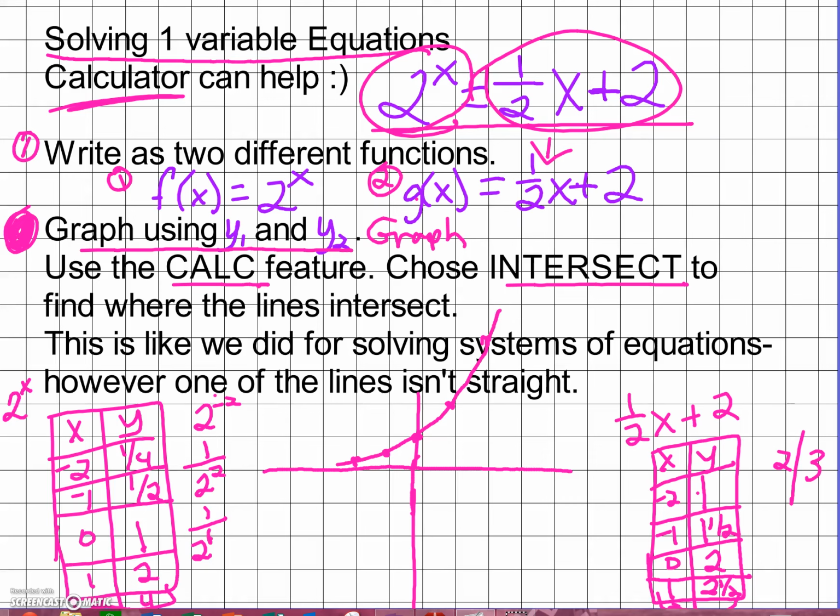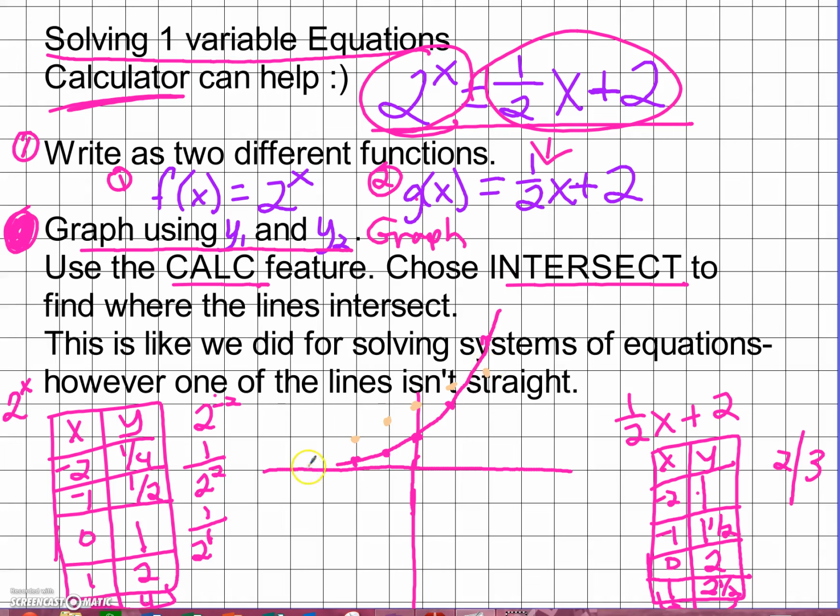I'm going to change colors just so you see the two different things. -2, 1; -1, 1.5; 0, 2; 1, 2.5; and 2, 3.